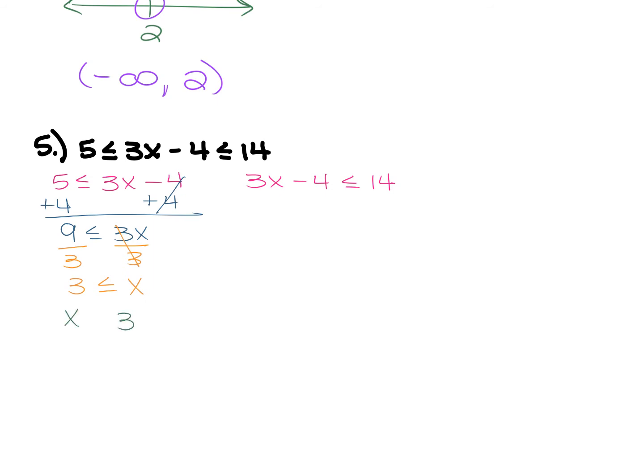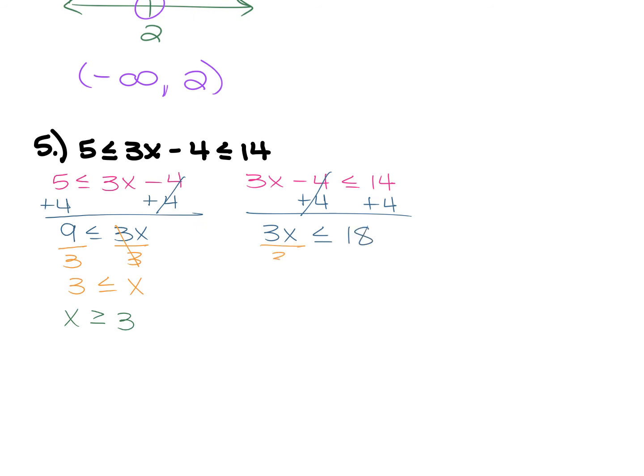My sign is open to x, so I'm going to keep it open to x. So that's just x is greater than or equal to 3. For the inequality that I have on the right, I'm going to move my 4 over first, so I'm going to add it to both sides. This is going to give us 3x is less than or equal to 18.